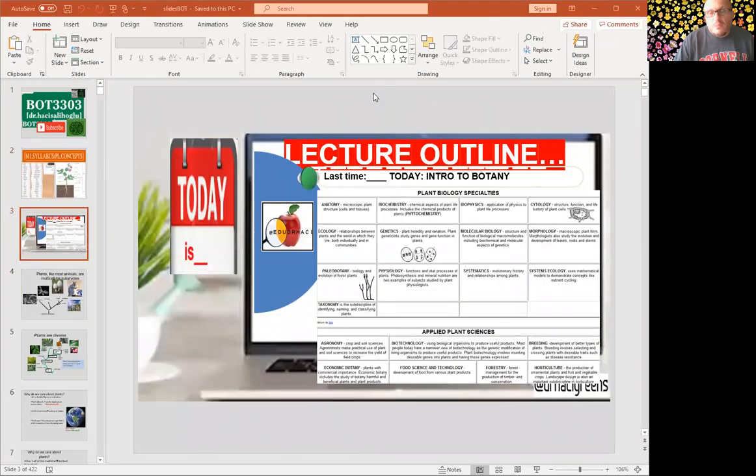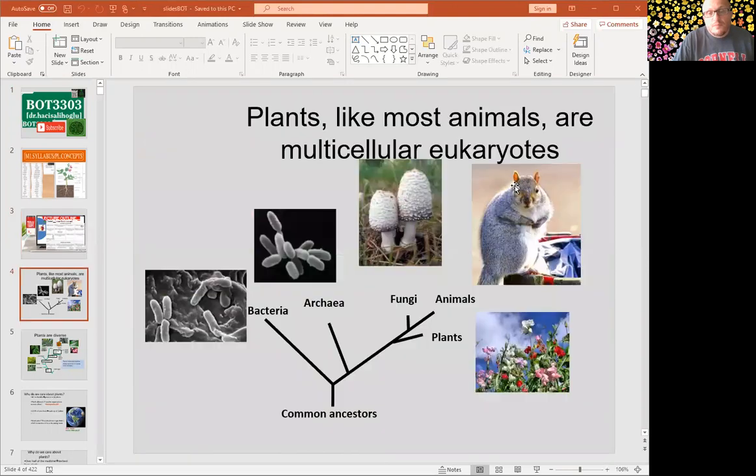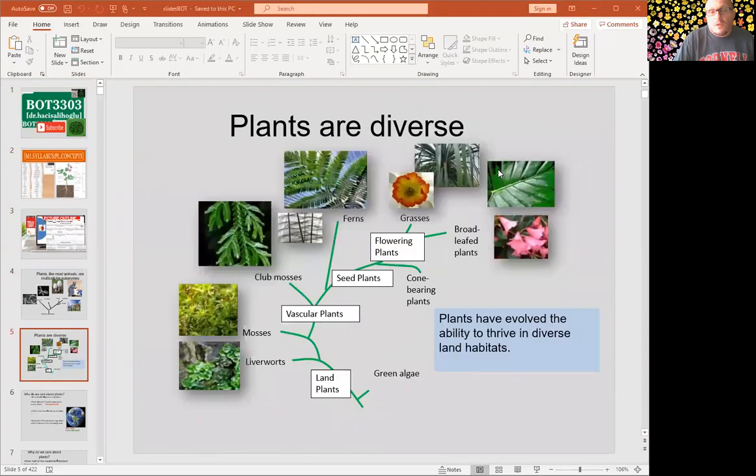Now, plant biology has a number of specialties and subspecialties, including plant anatomy, ecology, paleobotany, biochemistry, genetics, biophysics, molecular biology, morphology, ecology and systematics, taxonomy. Plants, like animals, are multicellular organisms, and they are very diverse.